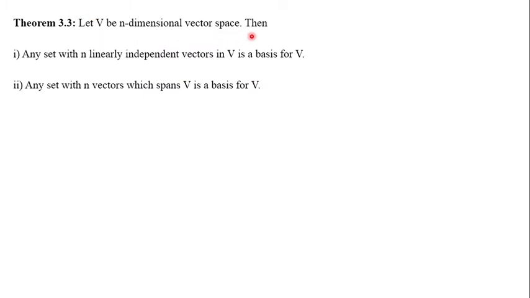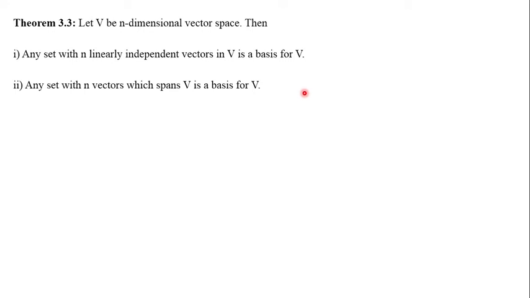Let V be an n-dimensional vector space, then any set with n linearly independent vectors in vector space V is a basis for V. And second thing is that any set with n vectors which spans V is a basis for V.